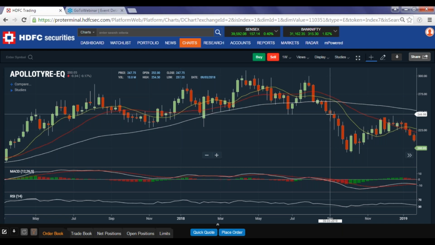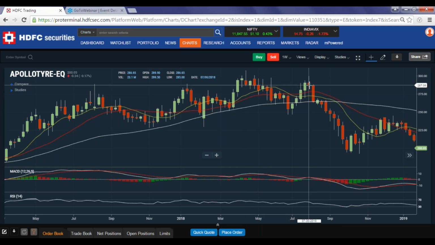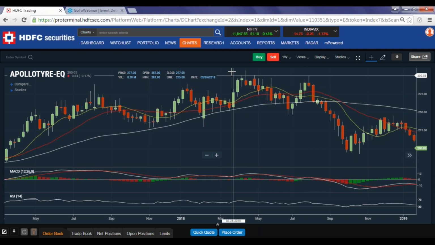The moment the stock falls below the neckline, the stock has given a very serious correction. Since this is a weekly chart, let us look at the high point. The stock made a high of 307 on that first high. The second high was 299.5. So 307 first high, second high is 299.5. Both the tops are formed.